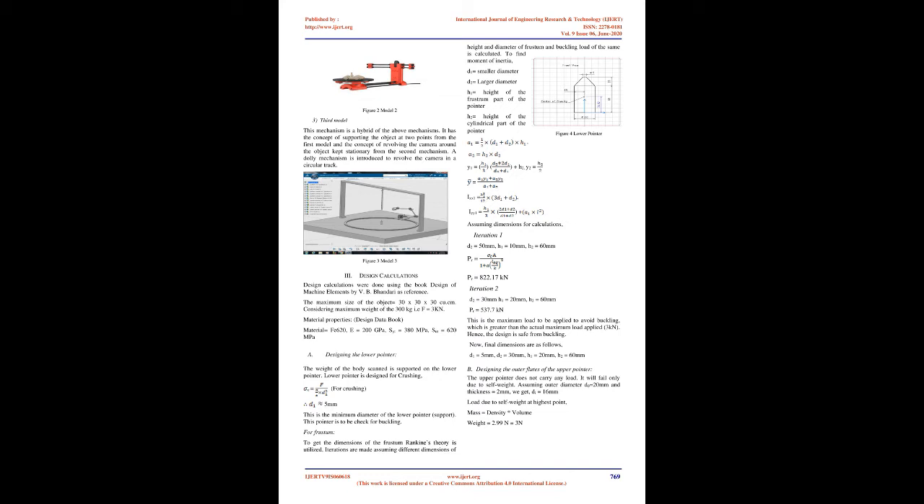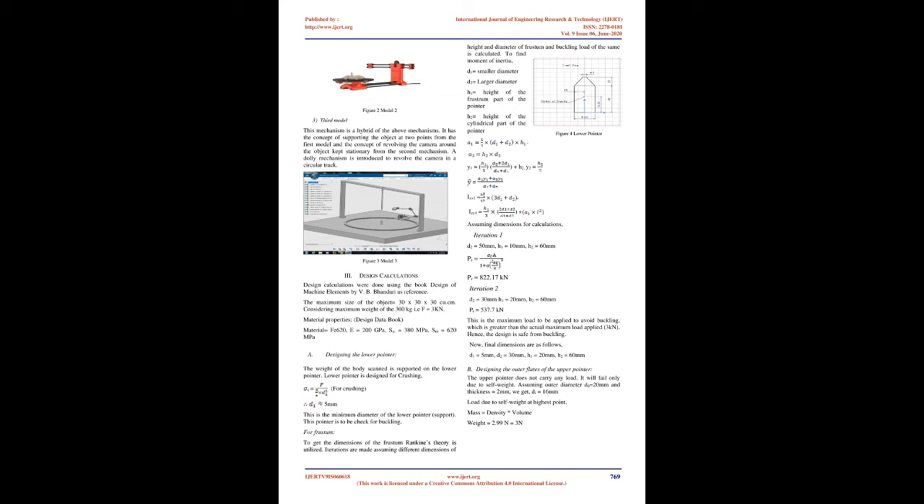2. Second model. The object to be scanned is kept stationary on a table. The camera has a mechanism to revolve around the object to scan the surface. Advantage: easy rotation of the camera. Disadvantage: cannot capture all the data points.